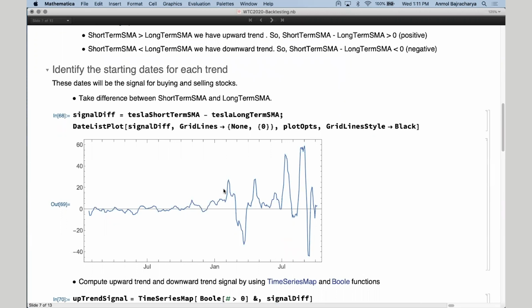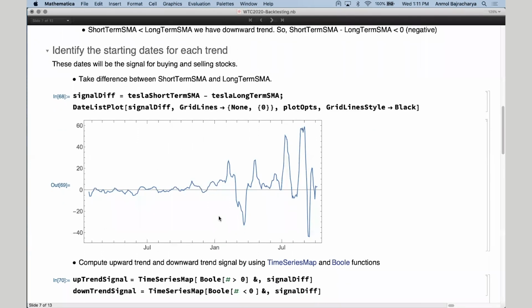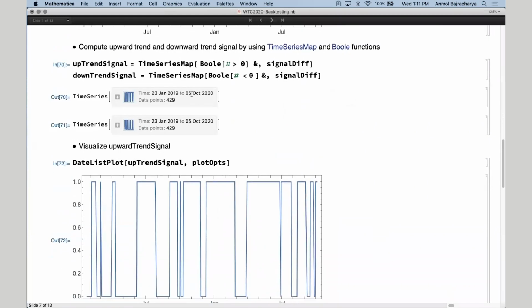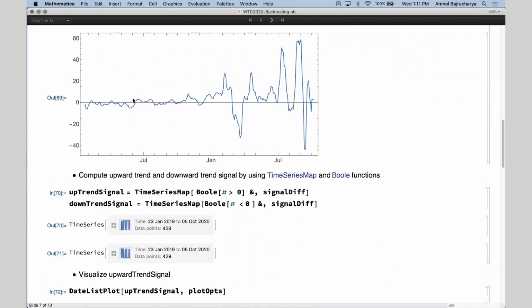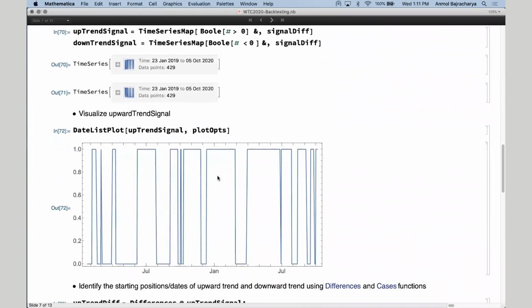So the goal is to figure out what the starting point of the upward trend and downward trend is. How do we do this? I'm using a time series map function and Boolean to convert this signal into zeros and ones. Once you do this for the upward trend, you can see the plot is going to be like this. Here in this plot, all the places where there is a value 1 indicate an upward trend.